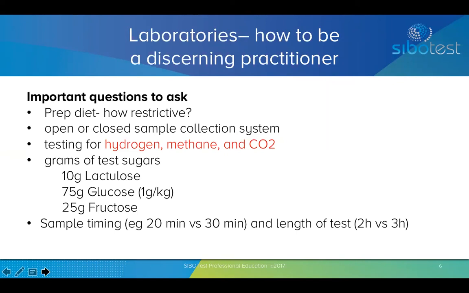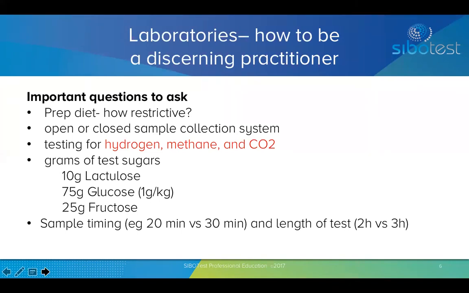And then also really important is the sample timing. If you can imagine if you use a 20-minute versus a 30-minute interval, as we'll see in a moment, that could potentially miss certain positive test results. So typically the samples are collected after the baseline every 20 minutes for 3 hours.